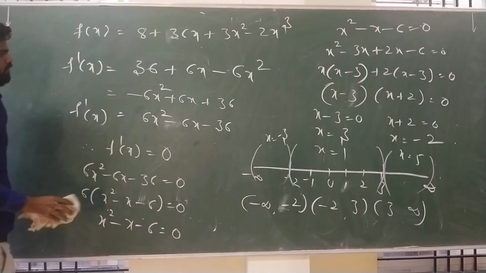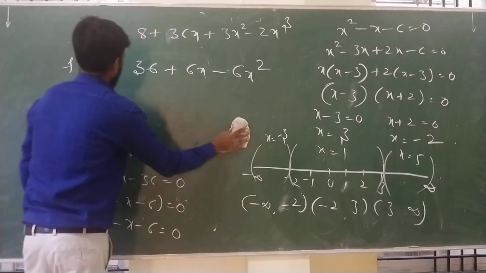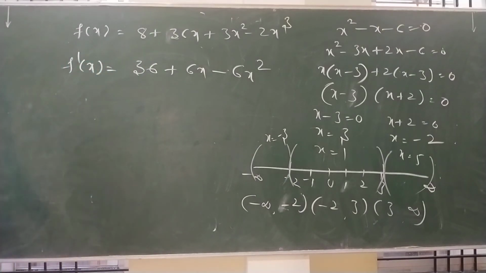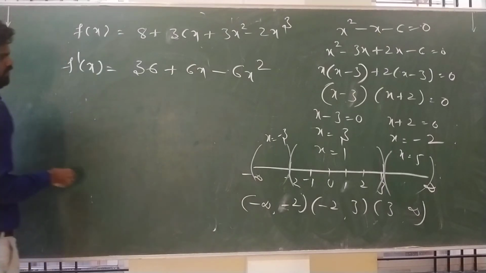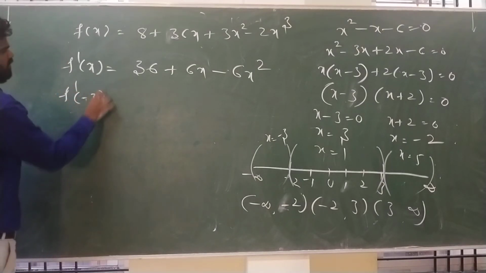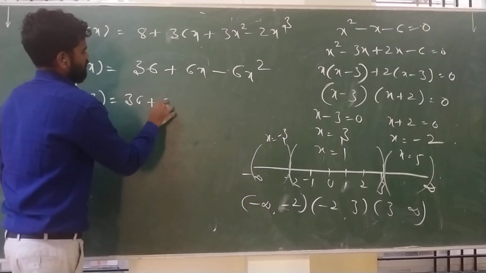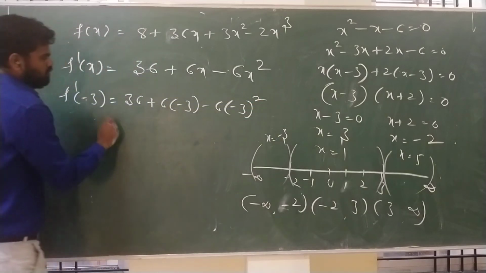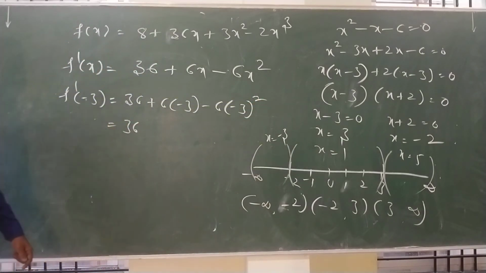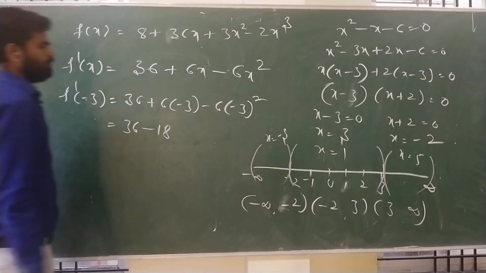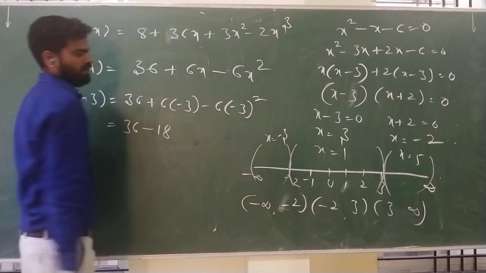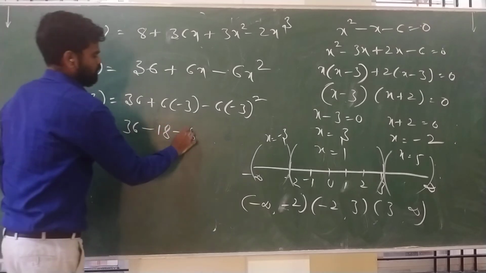Therefore, what is the function? f dash of x equal to 36 plus 6x minus 6x square. With the value, what is the value? If you take x equal to minus 3, then f dash of minus 3 is 36 plus 6 into minus 3 minus 6 into minus 3 whole square. So 36. So 6 into minus 3 is minus 18. Minus 3 square is 9. 9 into 6 is minus 54.